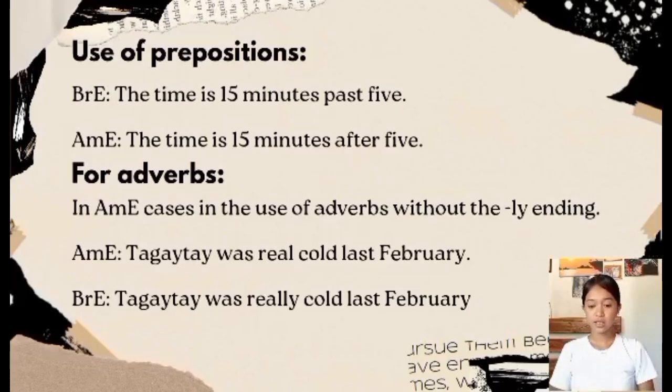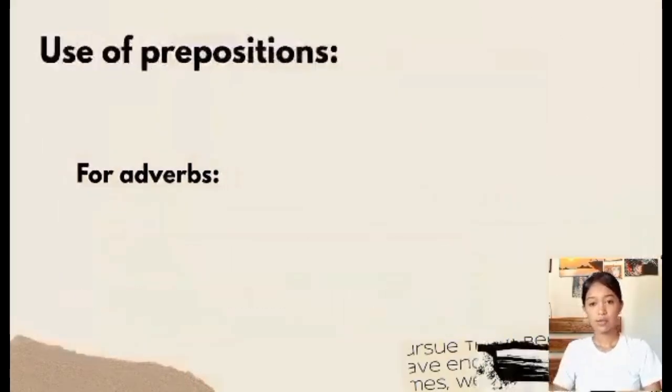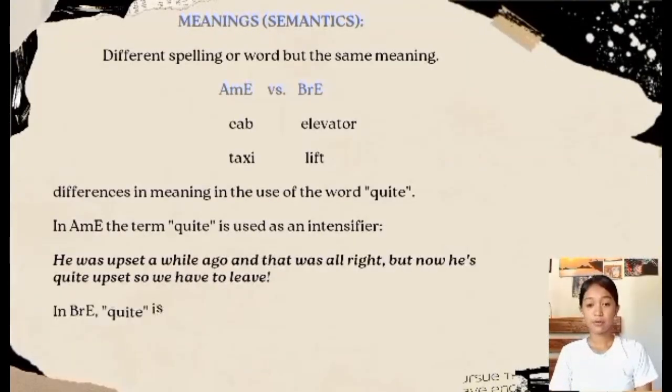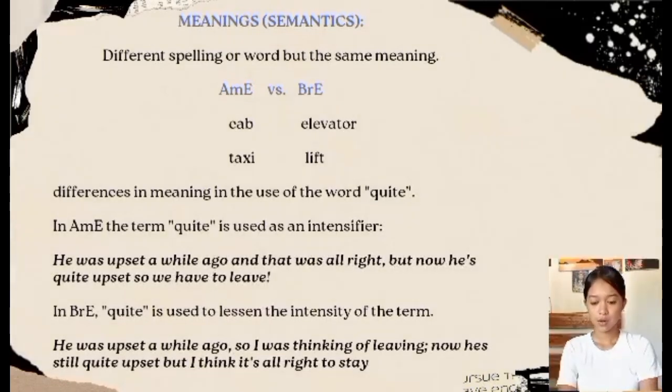In American English, there is the use of adverbs without the "ly" ending. In American English, they will say, "Tagaytay was real cold last February," whereas in British English, they will say, "Tagaytay was really cold last February." So in the meanings or semantics, it is a different use of words but the same meaning. There are differences in meaning in the use of the word quite. In American English, the term quite is used as an intensifier. In British English, quite is used to lessen the intensity of the term.